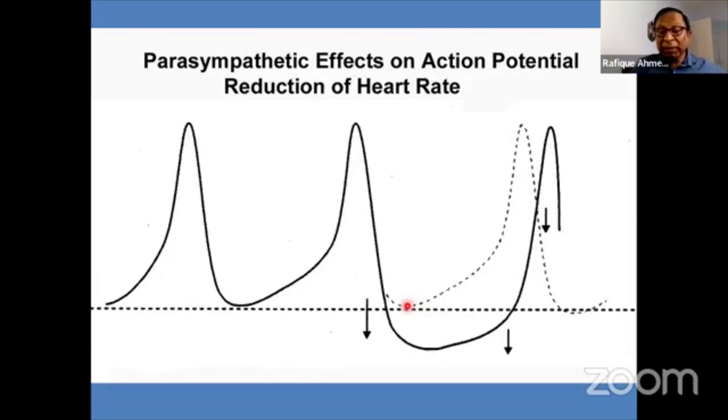And that's why, if you look at this area, there is no role of calcium current, and that's why calcium channel blockers will not change heart rate much. On the other hand, beta blockers will. Or if you give a drug like ivabradine, that will slow down heart rate, but calcium channel blockers normally do not change heart rate as much.